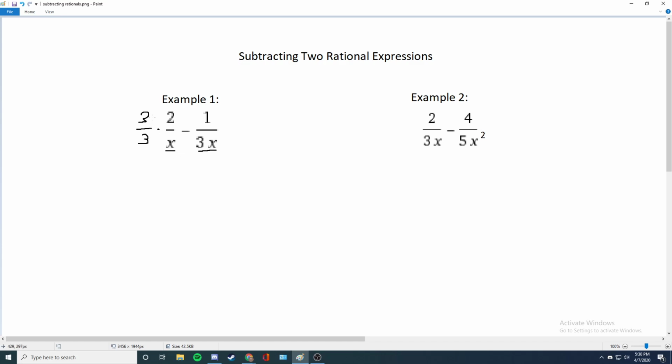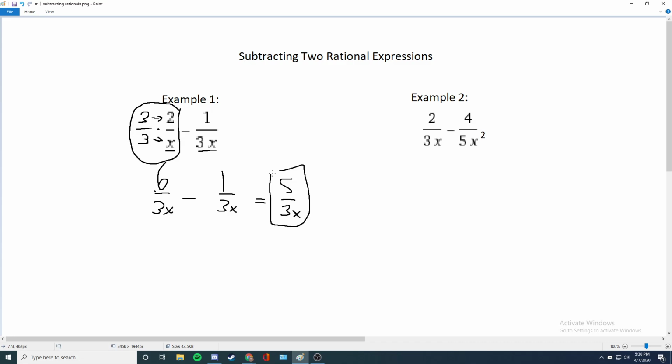So if we multiply by 3 over 3, we'll just multiply across to both of these. So we end up with 6 over 3x minus 1 over 3x. Again, because we only multiplied the 3 over 3 to this term. So now that the denominators are the same, we can subtract across on the numerator. So 6 minus 1 leaves us with 5 over 3x as our final answer. Once you get to this point, usually we'll check to simplify, but since 5 can't be divided by 3, we can't simplify any more than that.